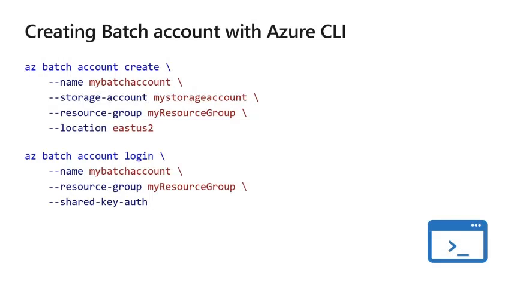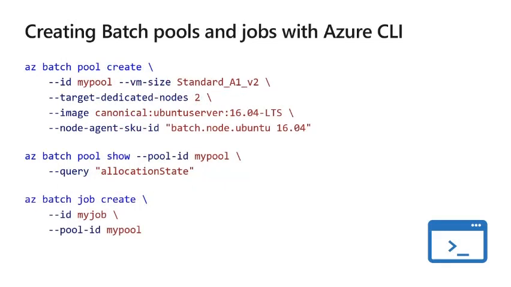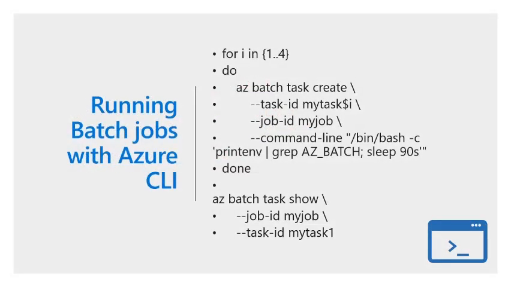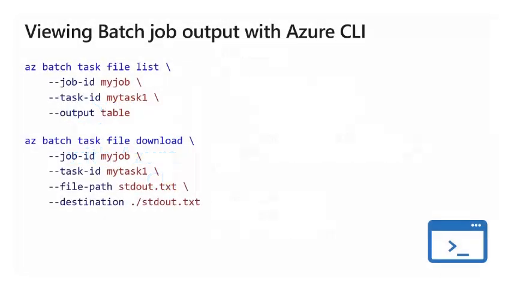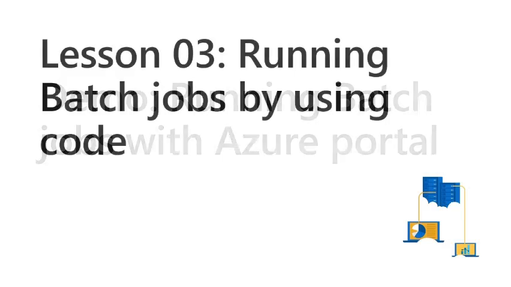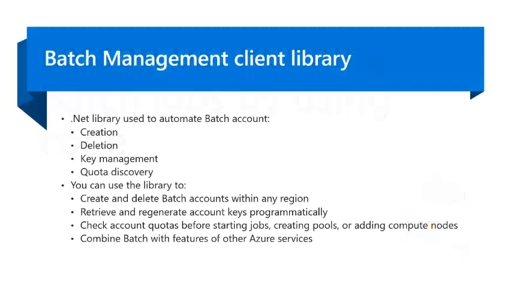We have already been through this: creating an Azure account and login, batch account and login, and then creating a pool and showing the pool, and then creating a job and running the job. So we did all this, and this is how we did the output. We output the Azure CLI output. We already did this, and so now we need to do it using .NET.